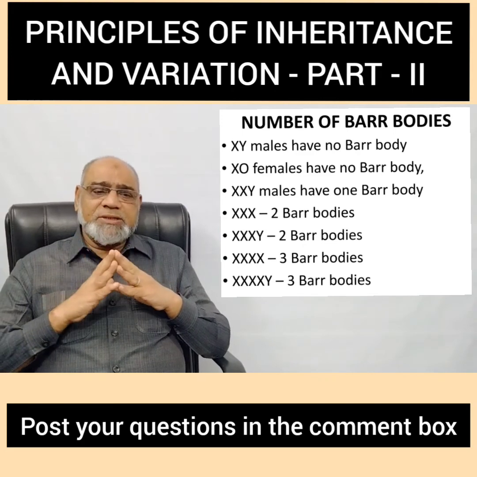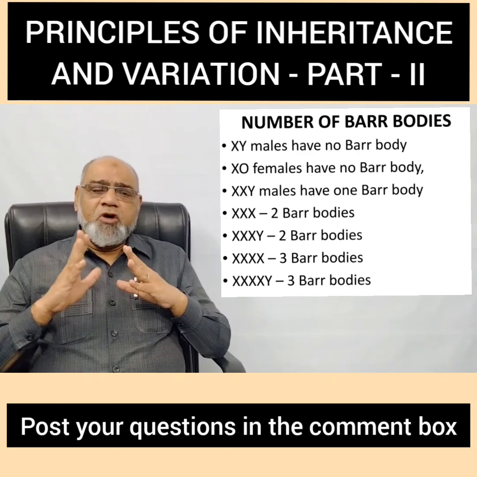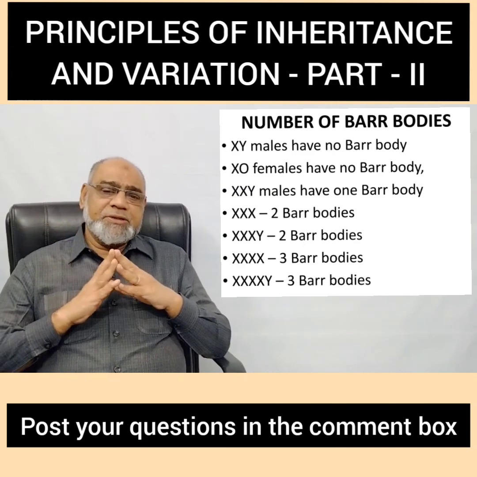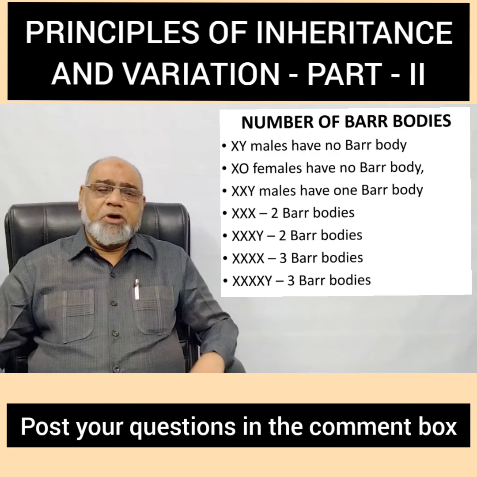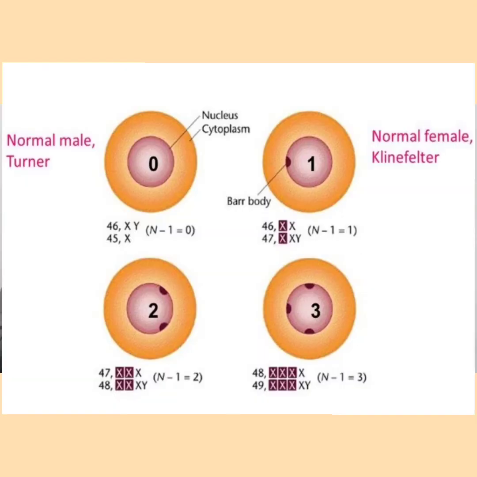Quadruple X, where there are 4 X chromosomes, 4 minus 1 gives 3 Barr bodies. Quadruple XY also has 3 Barr bodies. Here you can see in a normal male there is no Barr body. In Turner syndrome, which is 45 X, there is no Barr body. In a normal female, there is one Barr body.